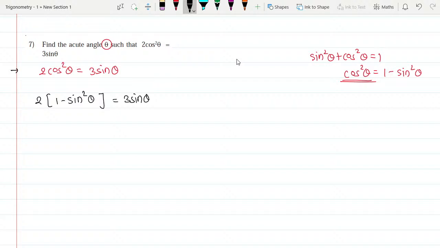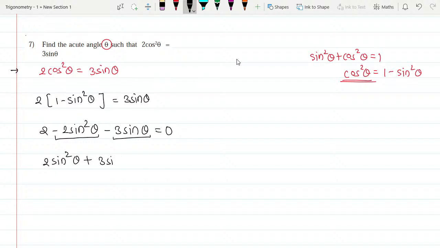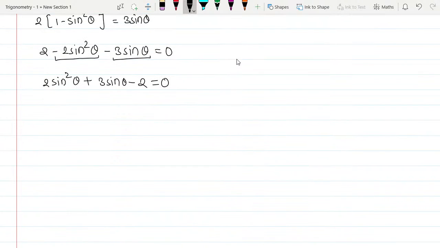Is it okay? So multiply it inside. So 2 minus 2 sin square theta minus 3 sin theta equals 0. Now let's multiply this equation by a negative sign. So what I will get is 2 sin square theta, first I write this, then I write this. I am multiplying by a negative sign, so minus minus becomes plus 3 sin theta. Then we have positive 2, which after multiplying by minus becomes negative 2. So 2 sin square theta plus 3 sin theta minus 2 equals 0.